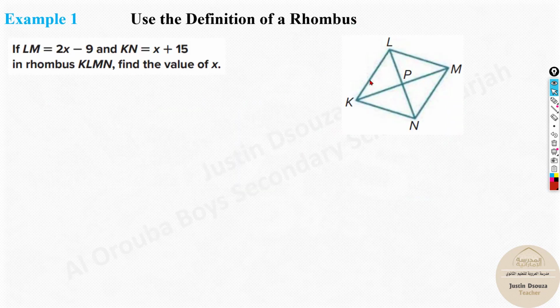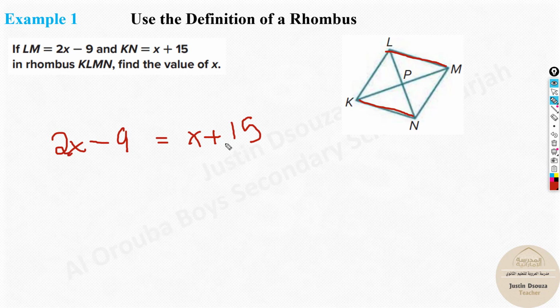Now here you can see they have told LM is 2x minus 9 and KN is x plus 15. And they have told this is a rhombus. What is the value of x? LM and KN is given. So LM is 2x minus 9. That must be equal to KN, that is x plus 15. Solve this and you'll find the value of x.